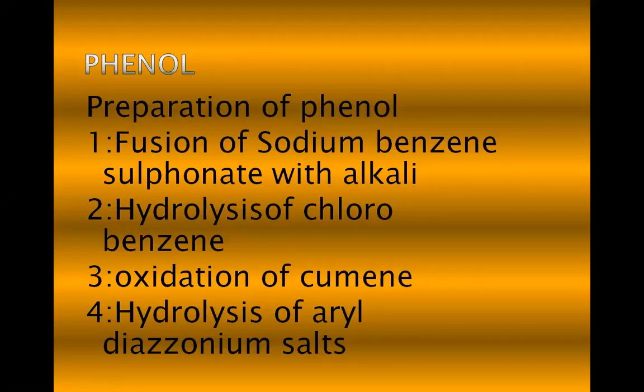Today, our topic of study is phenols, and we will study different methods for the preparation of phenols. There are so many methods, but out of that, we will study only four methods for the preparation of phenol. The first method is preparation of phenols by fusion of sodium benzene sulfonate with alkali. Second method is hydrolysis of chlorobenzene. And third method is oxidation of cumene. And fourth method is hydrolysis of aryl diazonium salts.